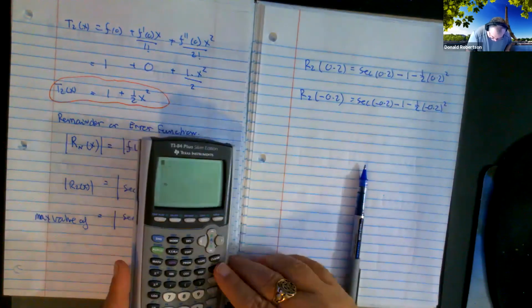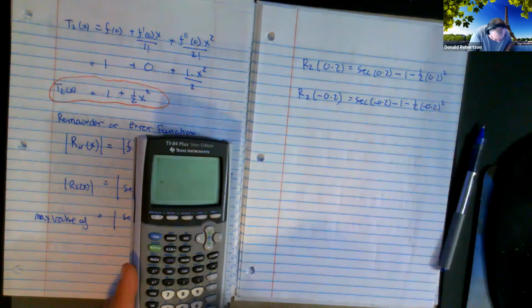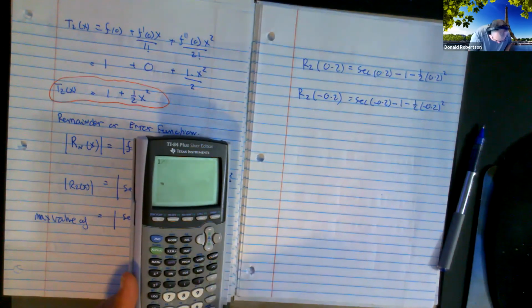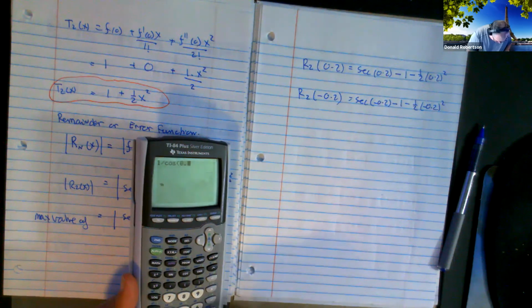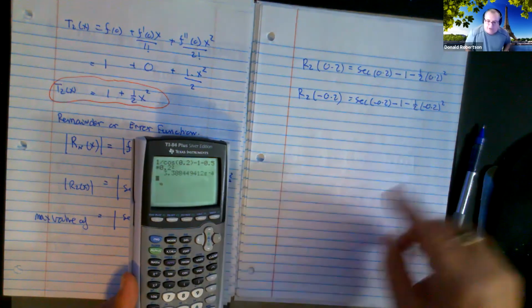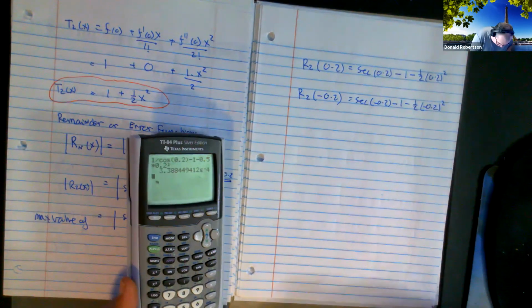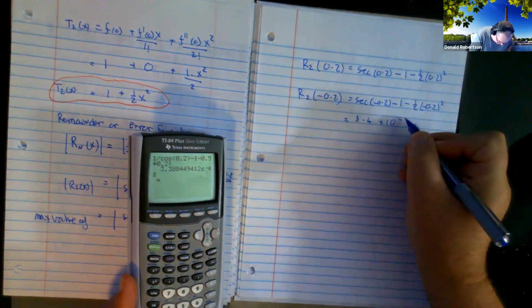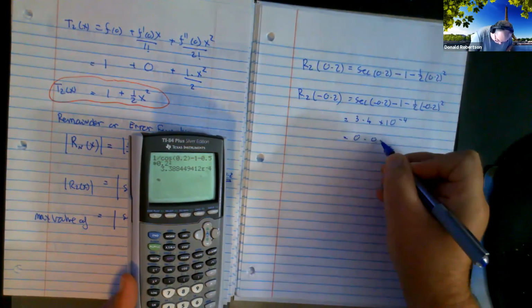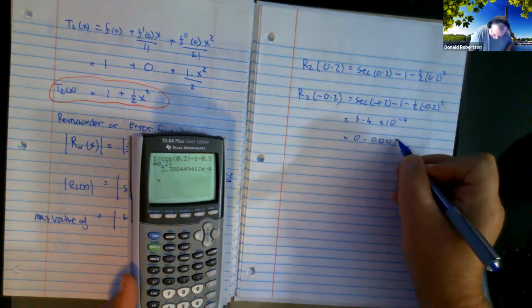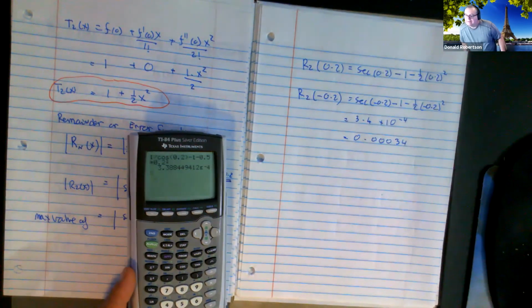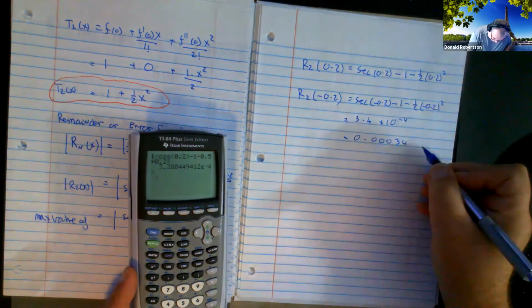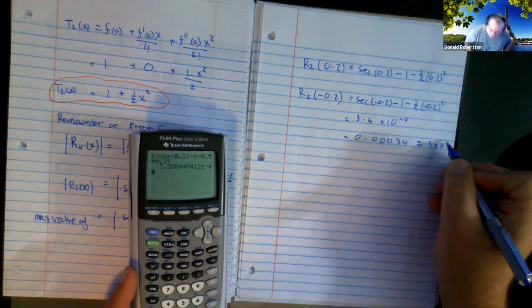My calculator doesn't have secant, but 1 over cosine will do the job. So it's 1 divided by the cosine of 0.2, take away 1, take away a half times 0.2 squared. And the answer I got is that fella. So it's roughly 3.4 times 10 to the negative 4, which means it's 0.00034. Very, very roughly, would you agree that it's good to 3 decimal places?